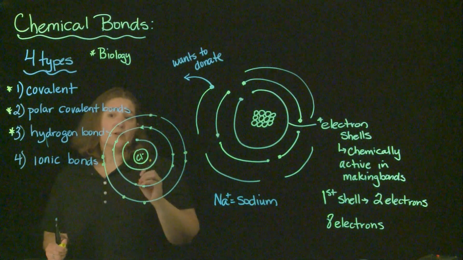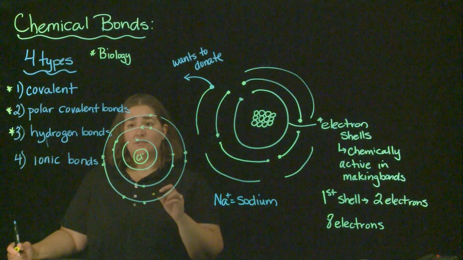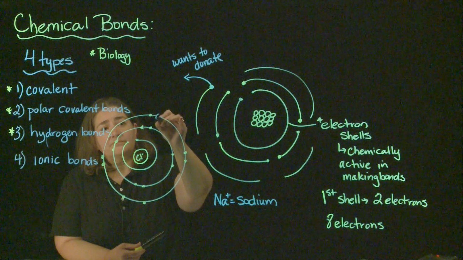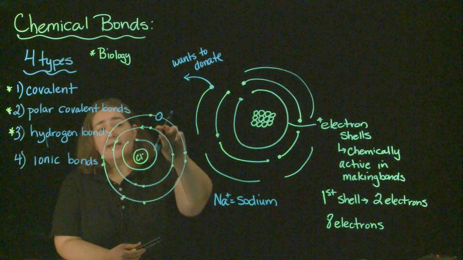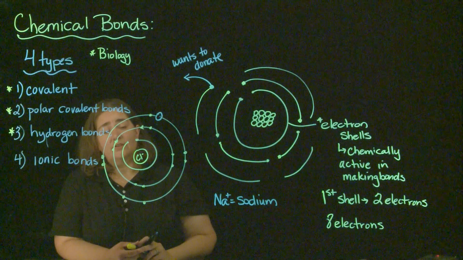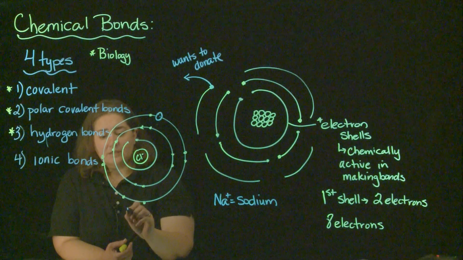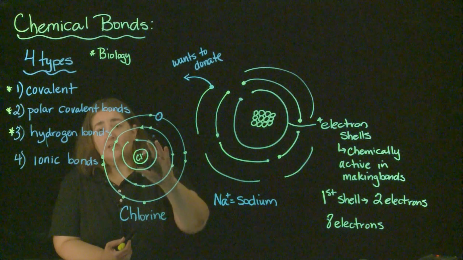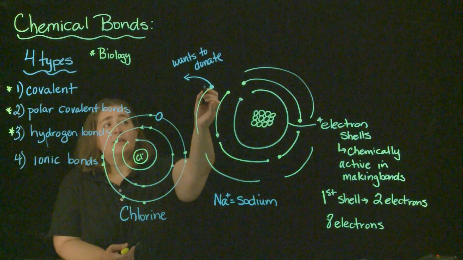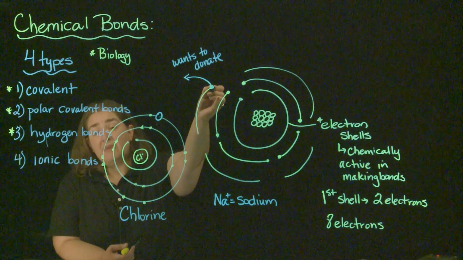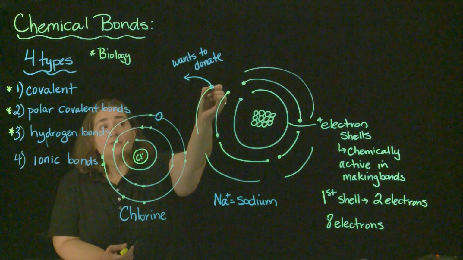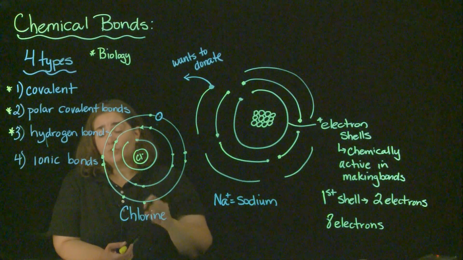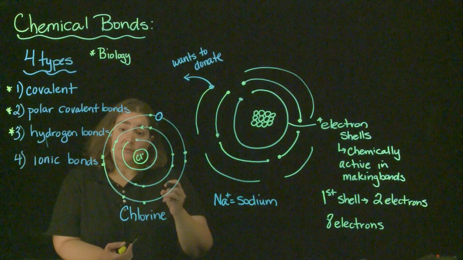Okay. Chlorine has 7 electrons in its third shell. All right. So chlorine really wants to have an electron there. All right. Sodium wants to donate. Chlorine wants to accept. Okay. That's how we get bonds made chemically, with those electrons either moving or being shared between different elements.